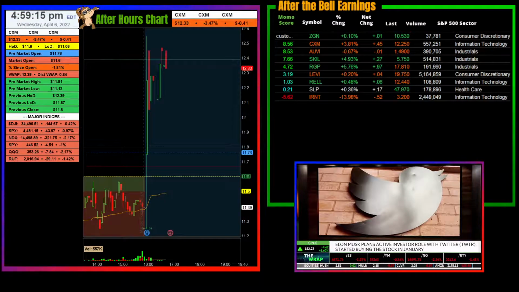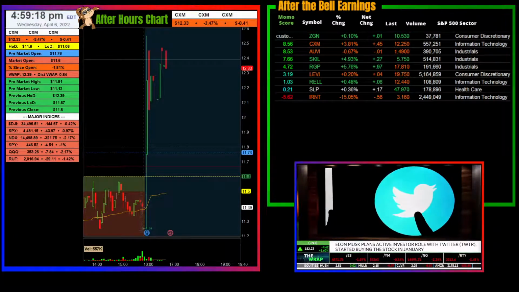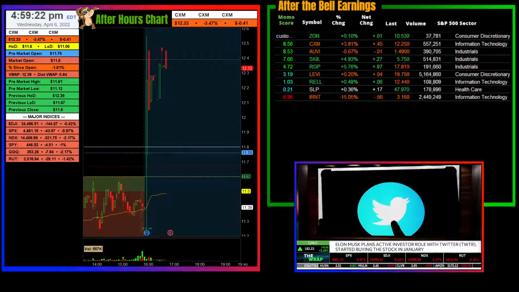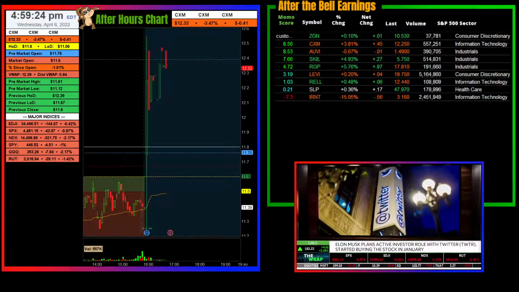Twitter also, we had an update there. Elon Musk has updated his SEC 13D filing to become an active investor. Stock is still up about 28% since he announced that.